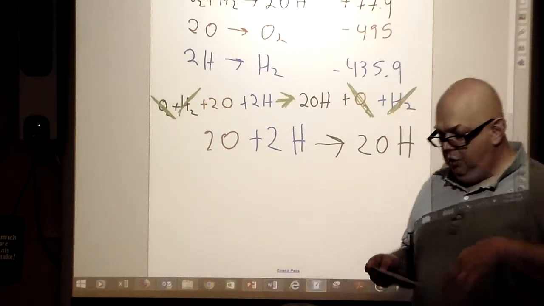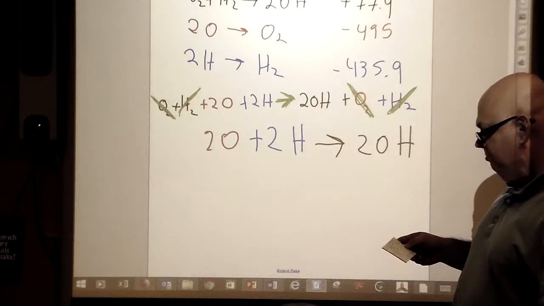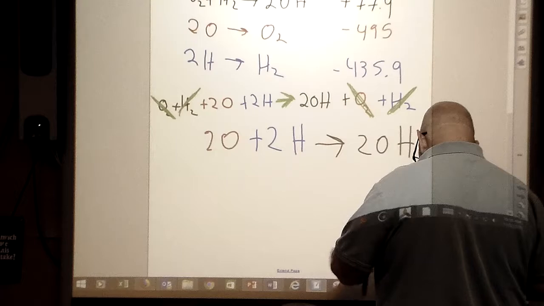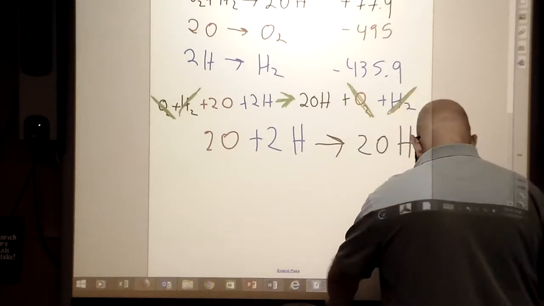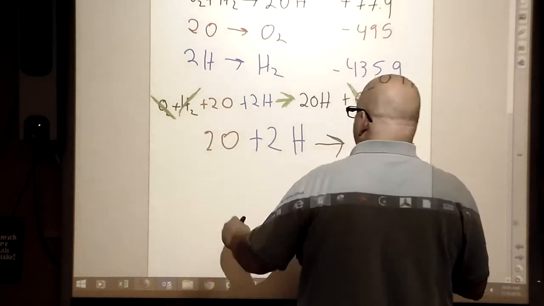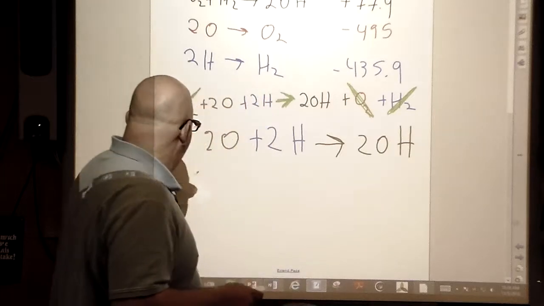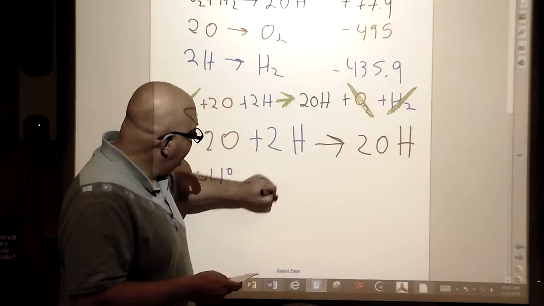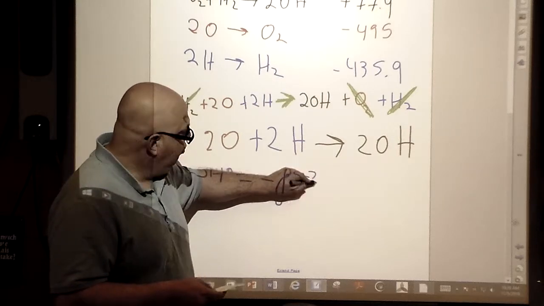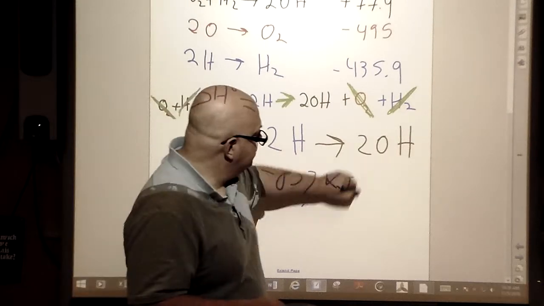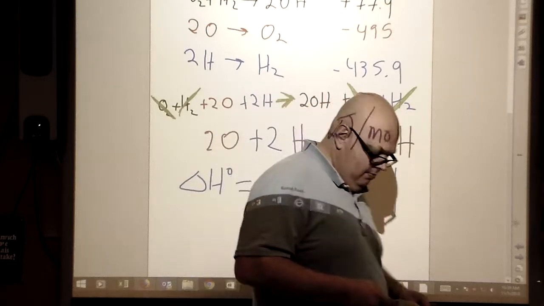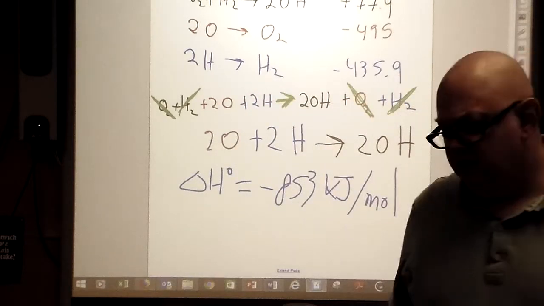Now in this case here, we're going to add all those numbers up, okay? Now to save time, I'm not going to show you the math. You guys should know the math, but you're walking away with, for this, that delta H0 is equal to negative 853 kilojoules per mole. But is that our final answer?